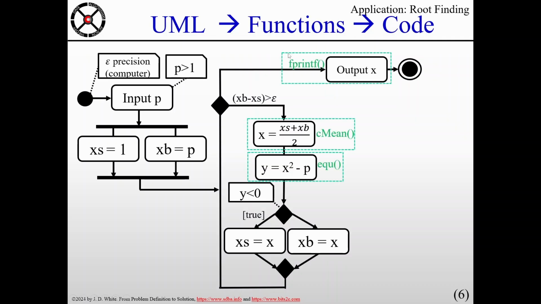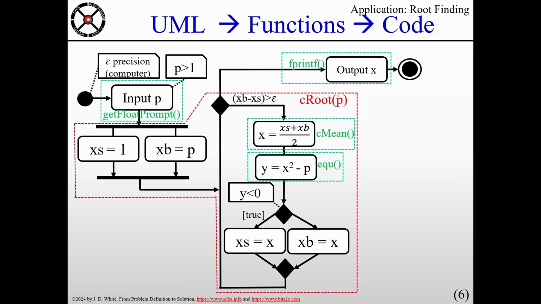Okay? These are functions I'm going to use already. fprintf, output x, cmean equation. I will probably use get float prompt here to get my input p. Okay? So I'm still using the same functions I used before.